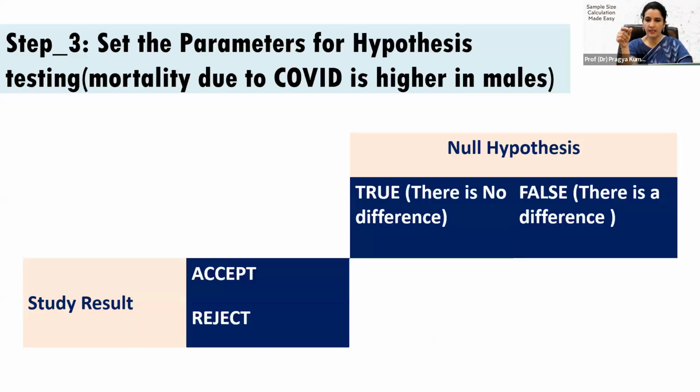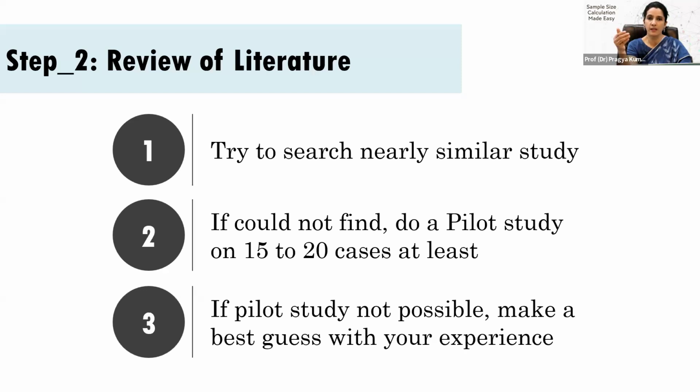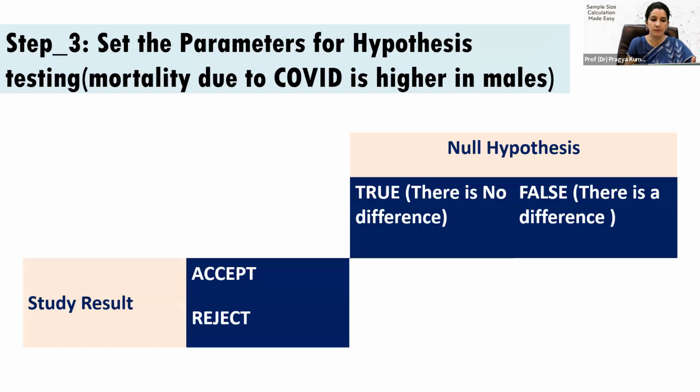So generally, they ask for some reference. You should try to find a near-similar experience or some pilot study very much similar to your research question. This will give you the output which you have to enter, like the outcome and your values. Now you have to set the parameters for this output, this testing.